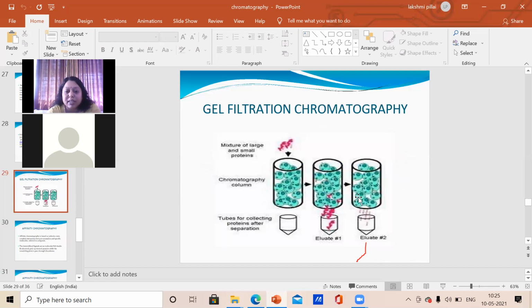This is the gel filtration chromatography, in which the sample mixture is placed, and the chromatography beads, the gels, are there, which will trap the smaller molecules and let the bigger molecules pass. And the tubes are there to elute, so when the solute is eluted out, the mobile phase is eluted out, then it can be collected here.